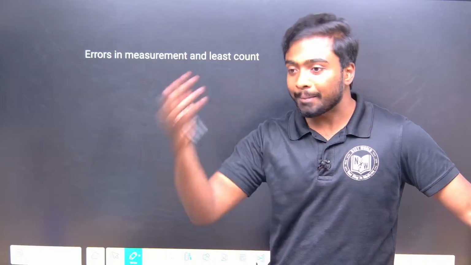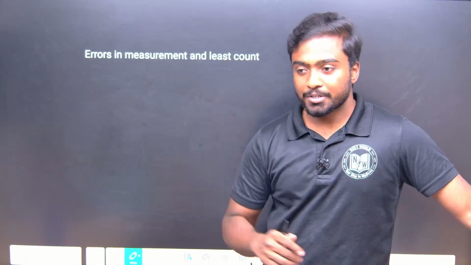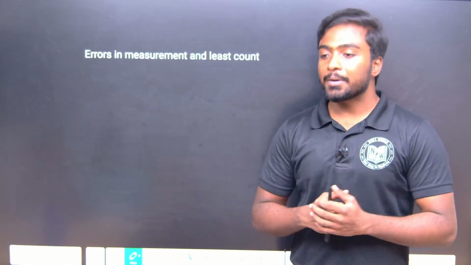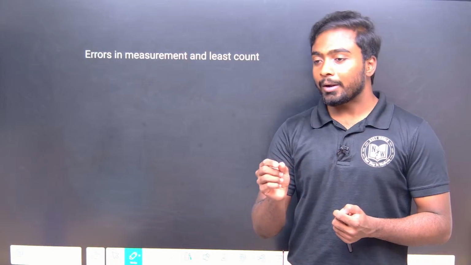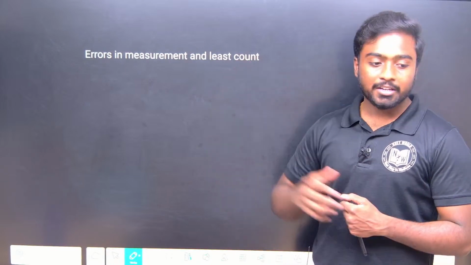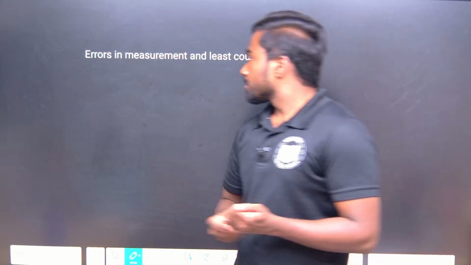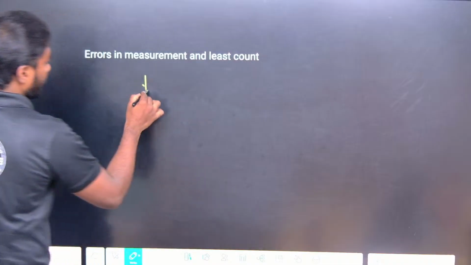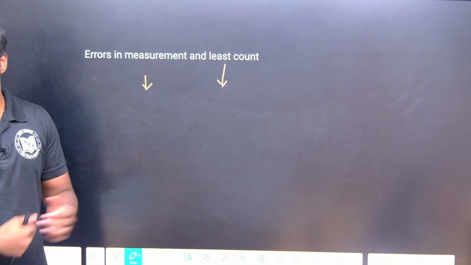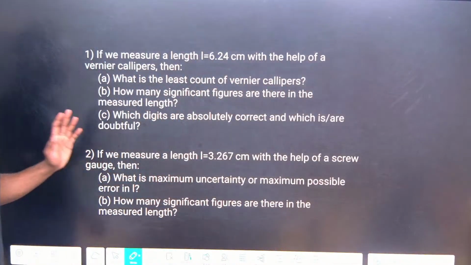I should use some other scale to measure that. Whatever instrument we use for measuring will have a smallest measurable value, and that least number is called the least count. Understood? So we have seen errors in measurement, and the least number which we use is the least count. Now we will take examples.